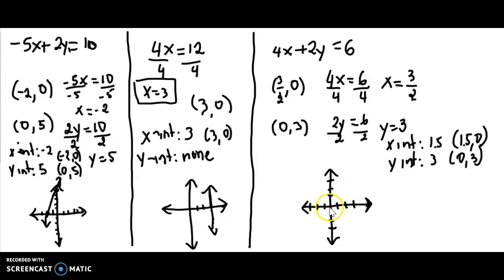All right, I'm at the origin, and I need to go 1.5 right and stay there. That's going to be the x-intercept right here. And the y-intercept is from the origin 3 up. And there's my line. The lines can be extended in any direction, so I have to put arrows on both of the sides. There you have it.